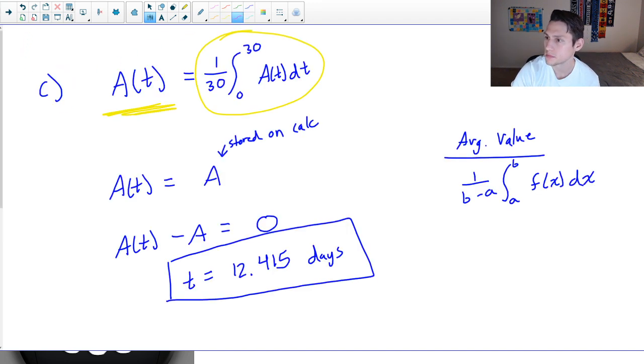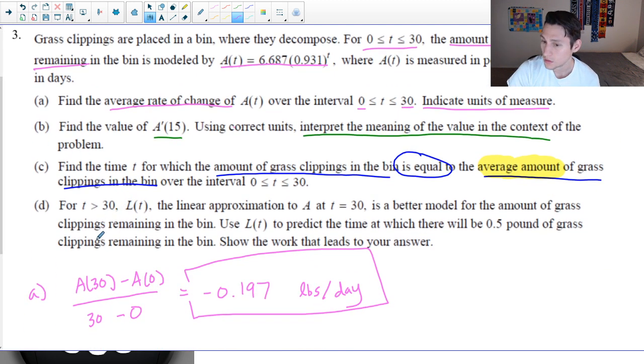Okay, part D. For t greater than 30, L of t, the linear approximation, ooh, okay, we're doing linear approximations, is a better model for the amount of grass clippings remaining in the bin. Okay. Use L of t to predict the time at which there will be a ½ pound of grass clippings remaining in the bin. Show the work that leads to your answer. All right. So the first thing I need to do is create a linear approximation.